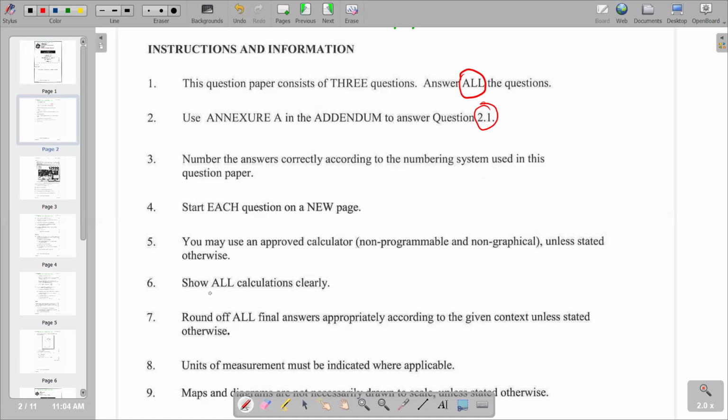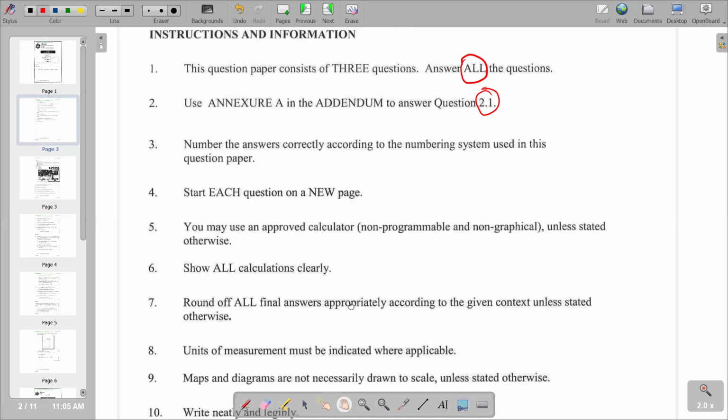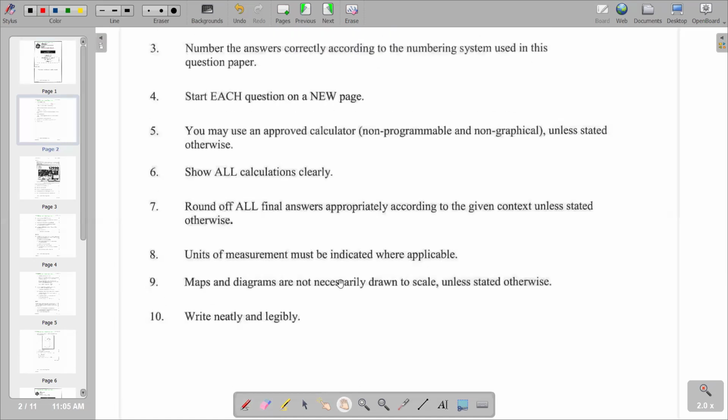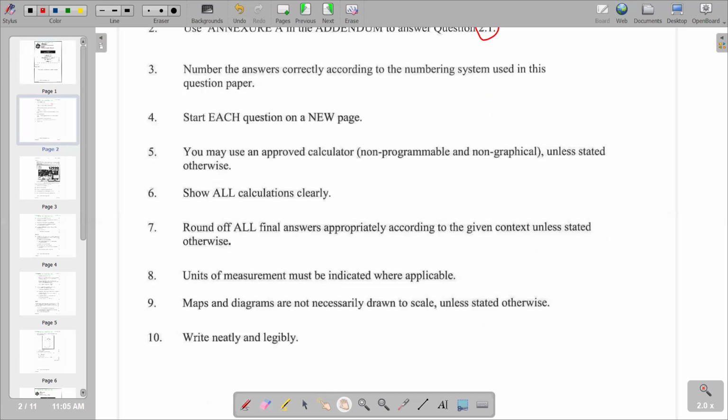Other important areas in terms of rounding off: we can refer to information 7, whereby it reads, round off all final answers appropriately according to the given context unless stated otherwise. Very important to take note of this. And then also instruction number 8, units of measurement must be indicated where applicable. So we take note of that also.